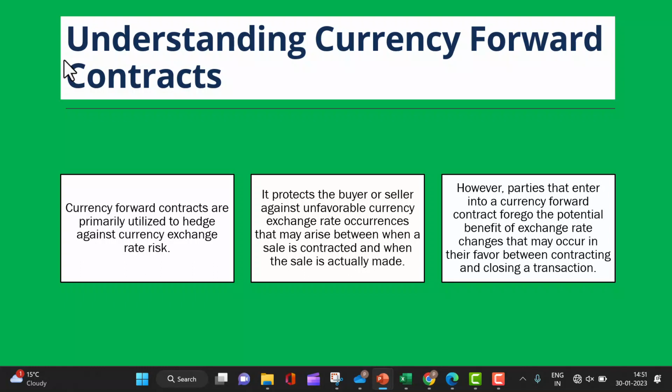But if the dollar moves from 82, suppose today's rate is 82, to 85, then what happens if you are an exporter? You should take the forward, yes, because then you will get your money at 85 per dollar, isn't it?